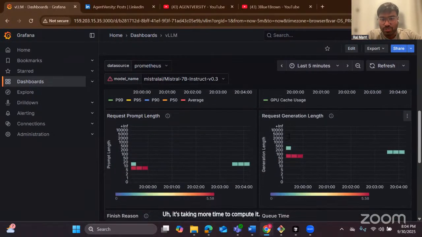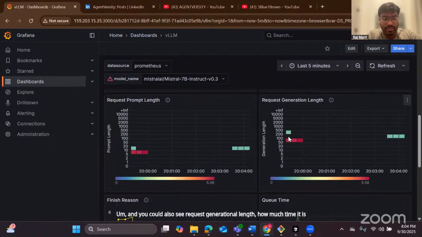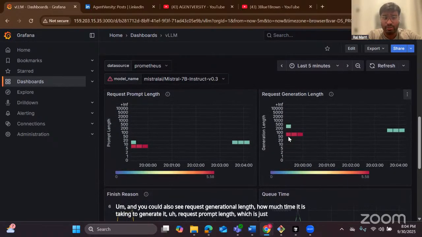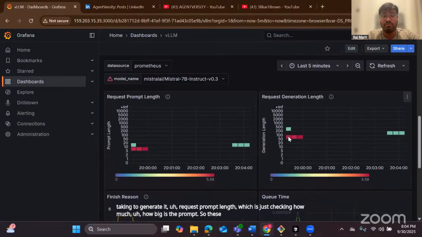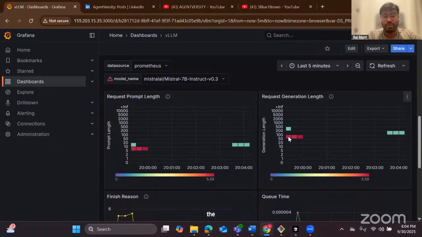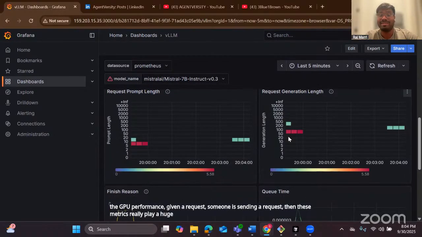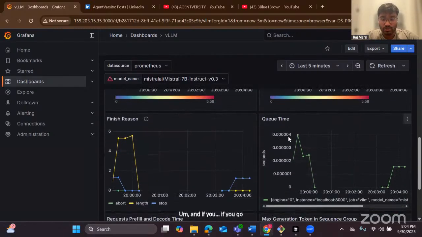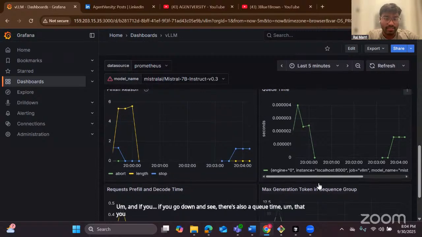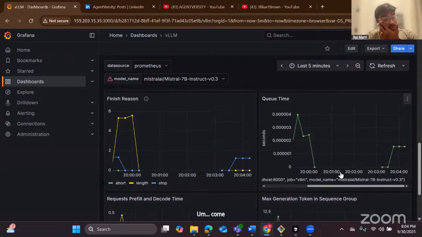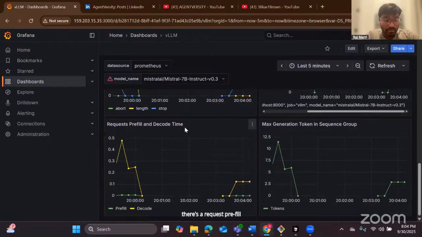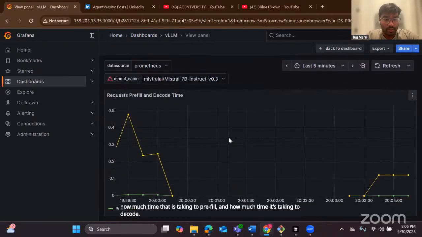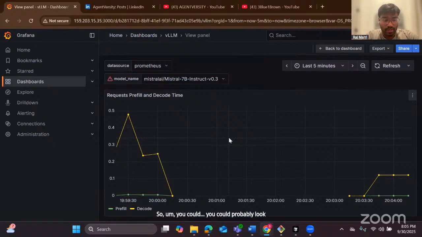You could also see request generation length, how much time it is taking to generate. Request prompt length just checks how big the prompt is. These are really important for analyzing the GPU performance given a request. When someone is sending requests, these metrics play a huge role in seeing how your system is performing. If you go down, there's also a queue time that you can visualize. There's also request prefill and decode time, how much time is taken to prefill and how much to decode. You could look into those aspects as well here.